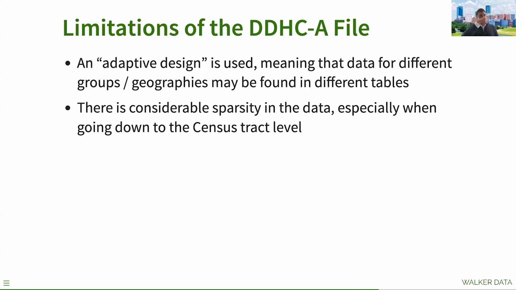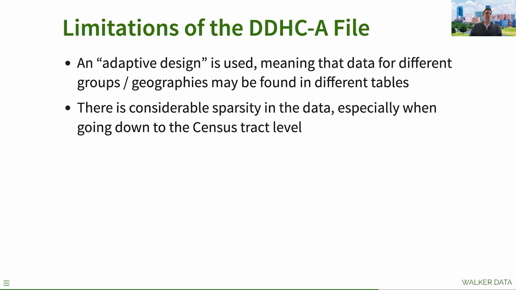So, talking about some limitations, I mentioned the adaptive design of the file. And what that means is that data for different groups and geographies may be found in different tables. And so you can't necessarily assume that if you're pulling a specific variable for a group or a geography, it's going to be available for that combination, which can get a little tricky.